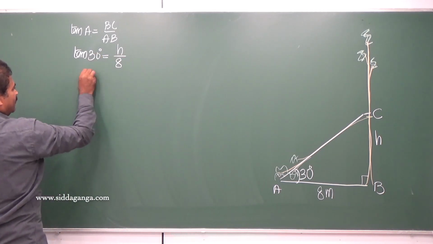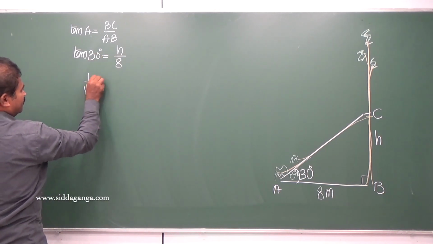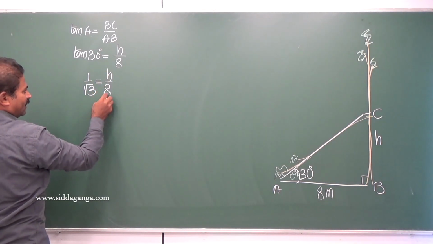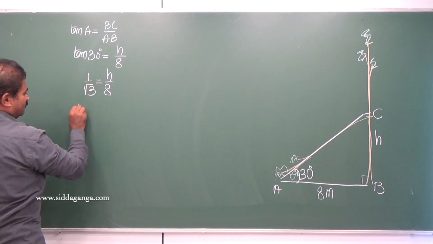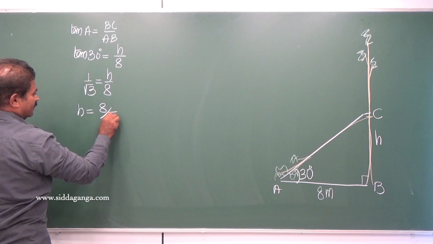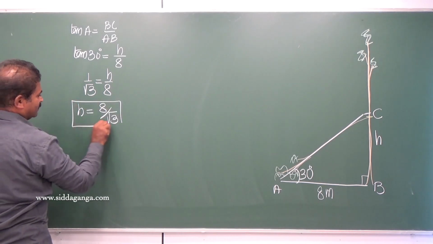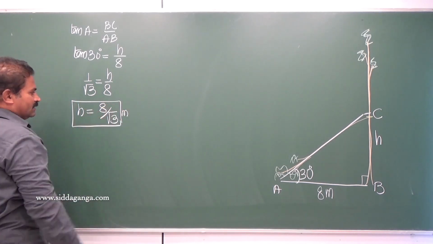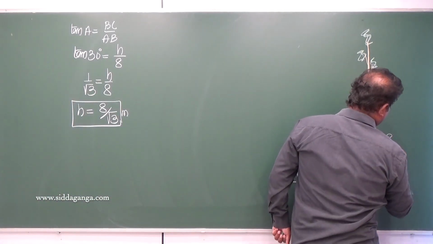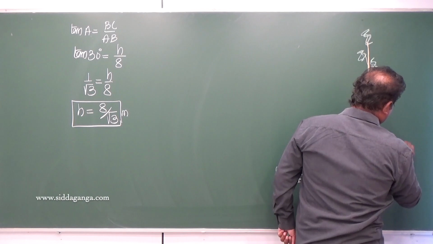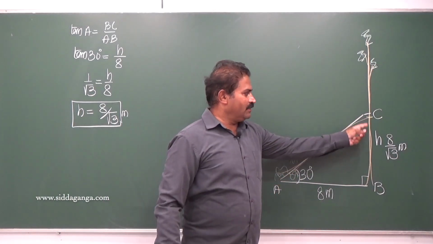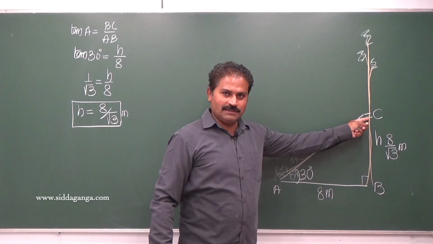So what is the value of tan 30? It is 1 by root 3, which is equal to h by 8. And for h, you can shift 8 here. So the value of h is equal to 8 by root 3. Now you have h as 8 by root 3 meters. So I'll mention this: this is 8 by root 3 meters. You have discovered what h is here. H is the height at which the tree is broken.